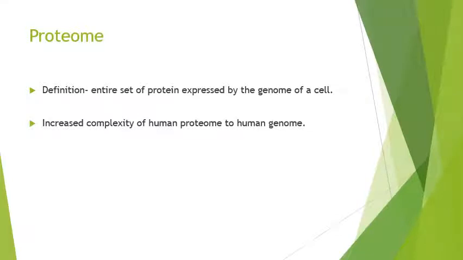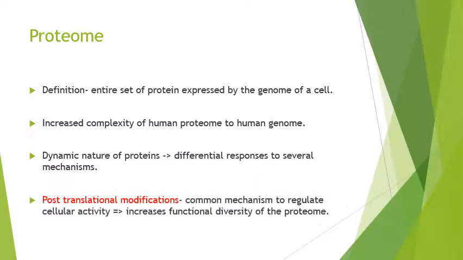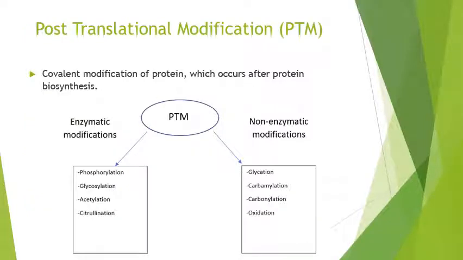There is an increased complexity of the human proteome compared to the human genome, as one gene may code for multiple different proteins. To add to this complexity, another feature of proteins is their dynamic nature, which leads to differential responses to several mechanisms. Such a plethora of structural and conformational changes is exemplified by post-translational modification, a common mechanism to regulate cellular activity. This increases the functional diversity of the proteome.